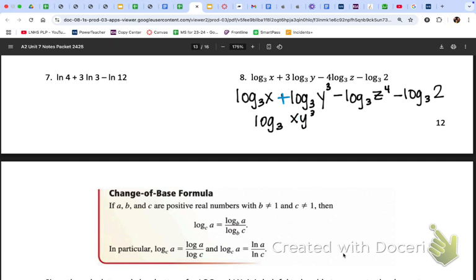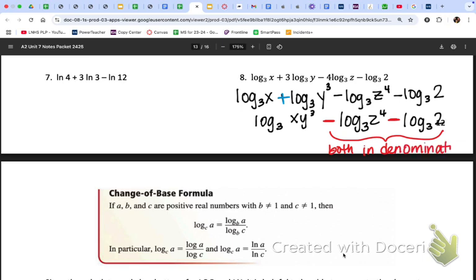Okay, and then you have some division. Minus log base 3 of z to the 4th. You're also subtracting log base 3 of 2. Here's what this tells you. These are both being subtracted, so it means they're both being divided, which means they're both in the denominator. Anything that has a subtraction sign is in the denominator.